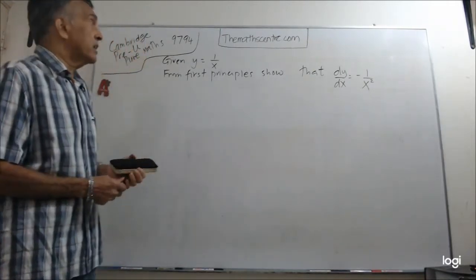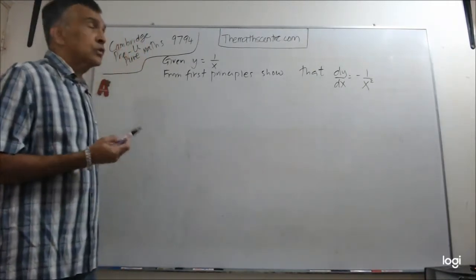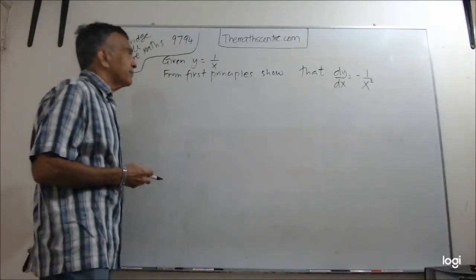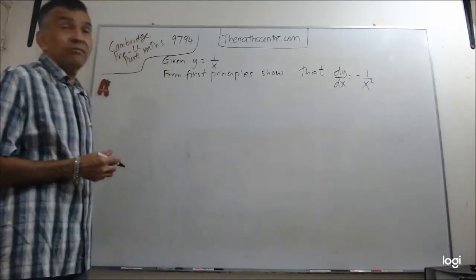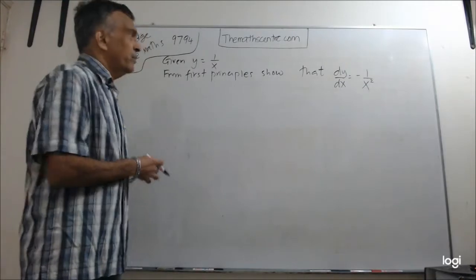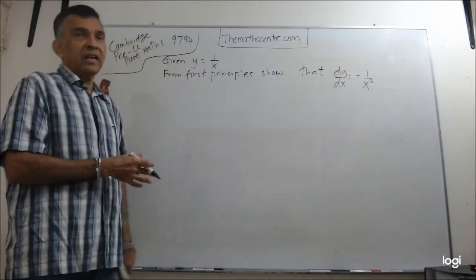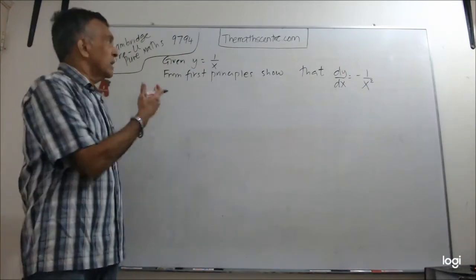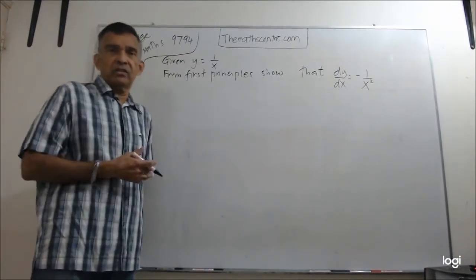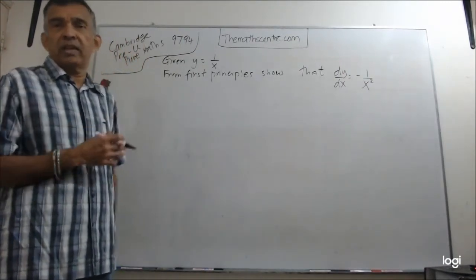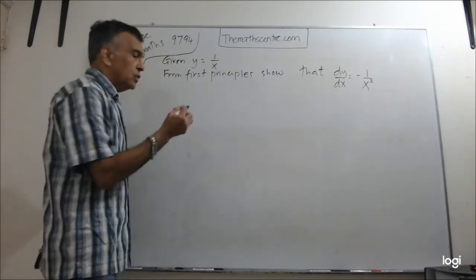Okay, so let's start here. We're given y equals 1 over x, and we have been told we have to use first principles. If the words first principles are not there, then you know the answer straight away, right? If y equals 1 over x, then dy/dx is just negative 1 over x squared. That we know, from the formula we have done before. So let's start slowly.